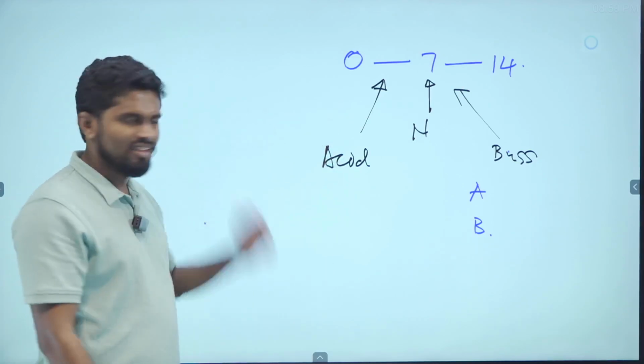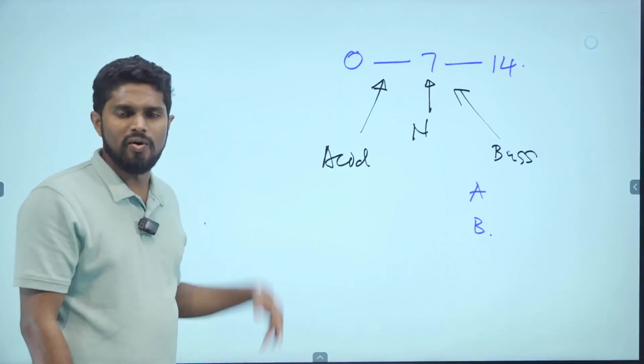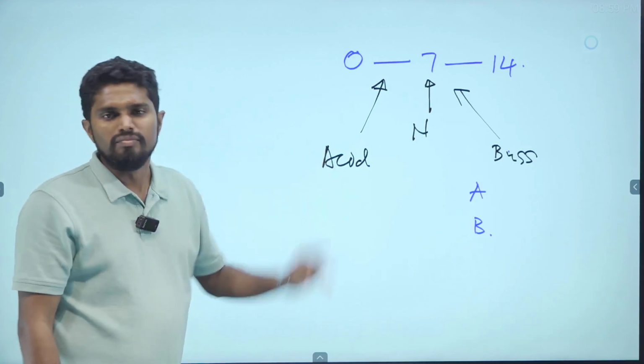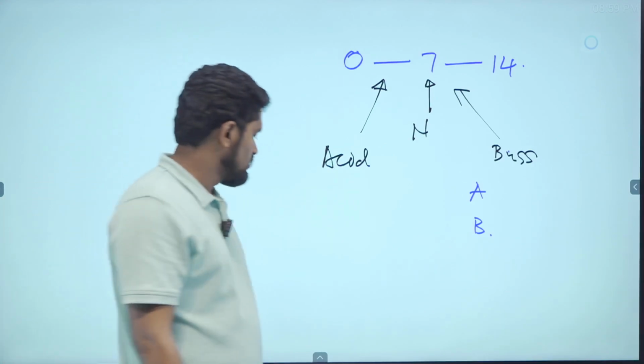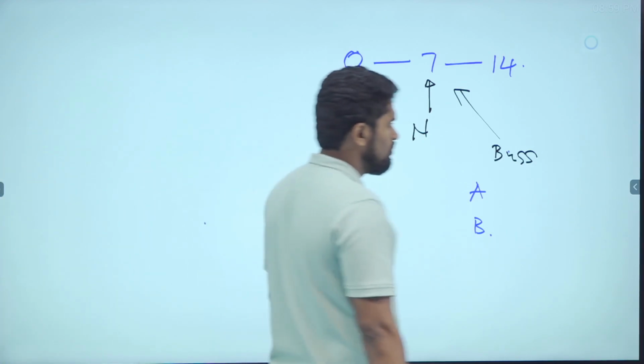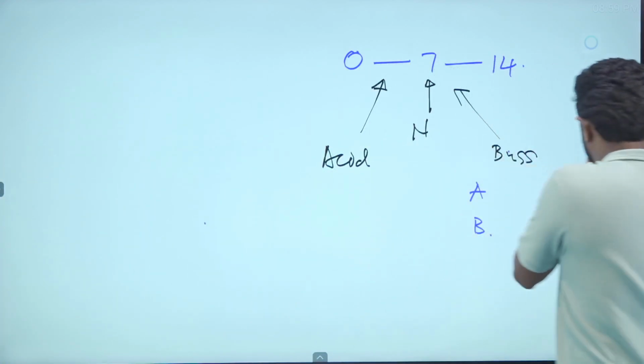So 7 is neutral, no any acid or no any base condition. 0 to 7 acid, 7 to 14 base. Clear? Okay.